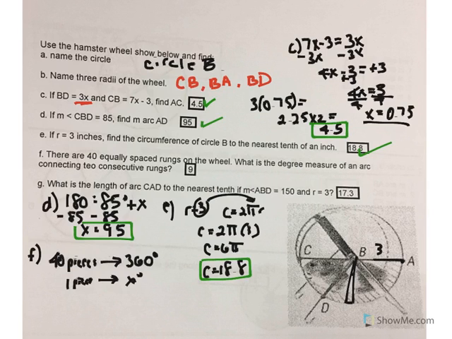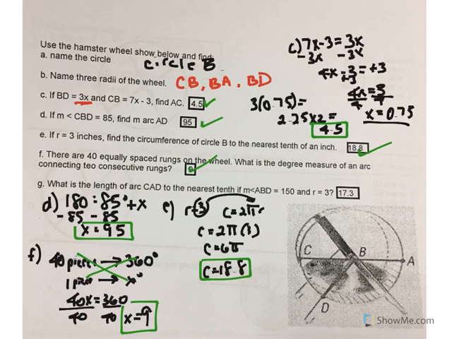So let's cross multiply. We get 40x equals 360. Divide both sides by 40. And you get x equals 9, which is the answer right up here. So we're good. Okay. What is the length of arc CAD?